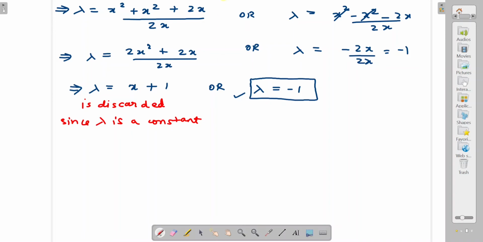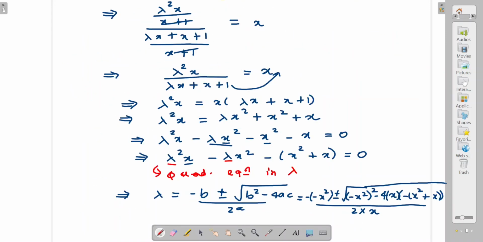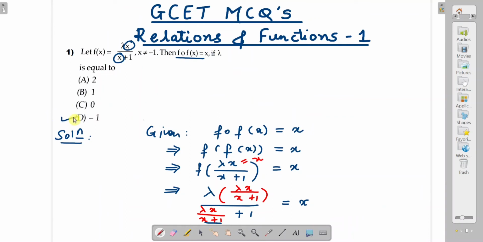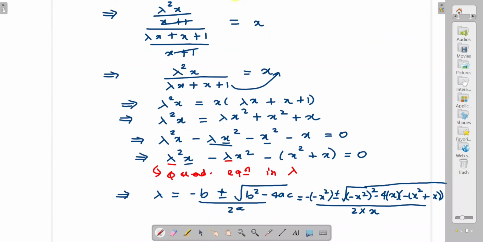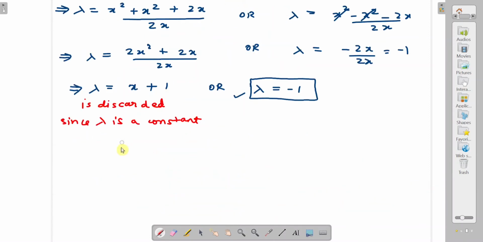Let us look at the options, because this is an MCQ. So option D is correct, right, minus 1, okay. So like this you have to solve the problems. Minus 1 is the correct option, D.